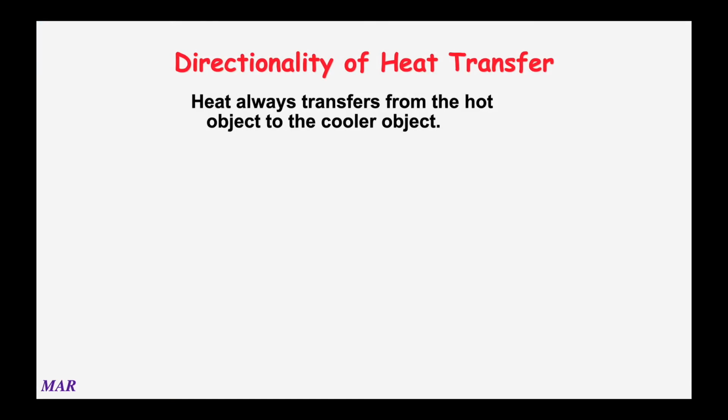The directionality of heat transfer is another thing that's really important because, believe it or not, energy doesn't necessarily go in just one direction. But one thing we can say is that there are no examples of, if you put a hot and a cold thing together, the hot getting hotter and the cold getting colder, i.e., the heat does not go from the cold to the hot. Heat always transfers from the hot object to the cooler object, and that's an important thing to consider.